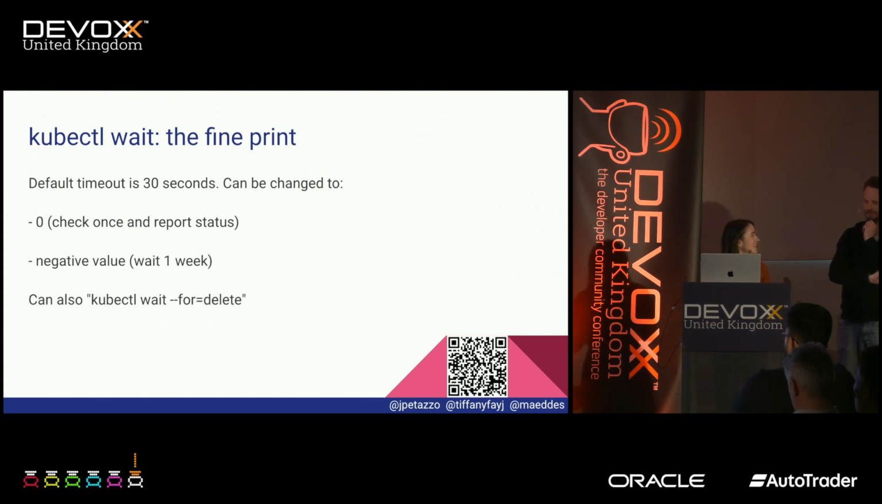You can have a max value, which is using a negative value, which is to wait a week. Not entirely sure what you're waiting on for a week. If you find yourself using that option too often, you might consider changing your provider because a week should certainly be too long. Or maybe it's the internet connection.